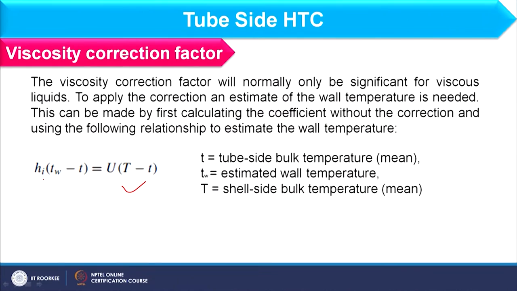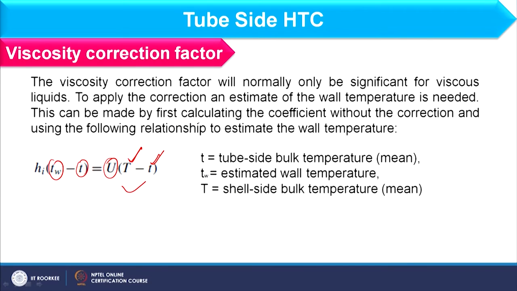Okay. And how will you calculate the wall temperature? You can use this expression, where HI is the inside heat transfer coefficient or tube side heat transfer coefficient, TW is the wall temperature, and t is basically the tube side bulk temperature or the average temperature, and capital T and small t are the shell and tube side average temperatures, right. But here everything will depend on this U, because here you have an assumed value of U. Okay. And once you calculate this HI, you will calculate HO, that is the shell side heat transfer coefficient, then only you will calculate this U. So, whatever U you calculate at that point should be in accordance with this U.